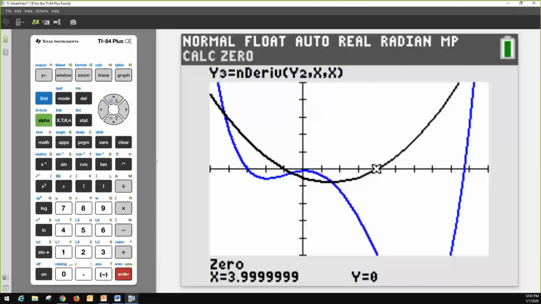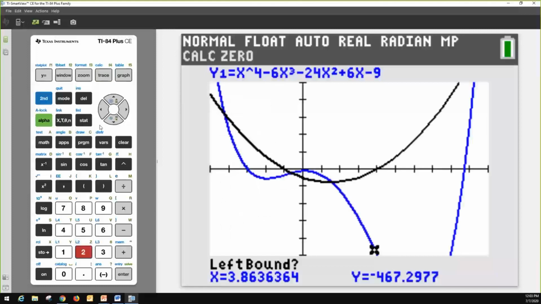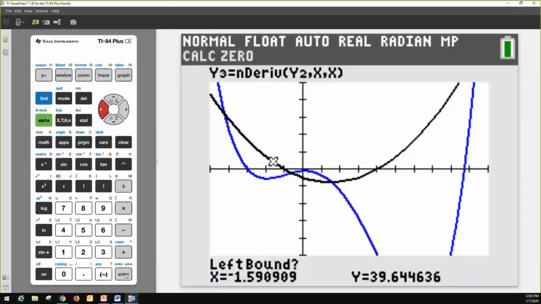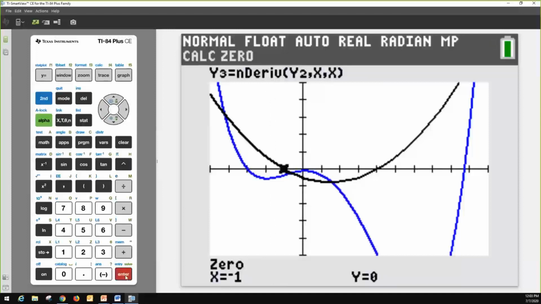The other one appears to be that x equals -1, but we'll check it anyway. So calculate a 0 on my second derivative function, and then I need to put in my left bound, which is over here, and a right bound. It's handy that it draws those lines in, sort of indicating our solution is somewhere between the two, and guessing somewhere around about there. And indeed, x equals -1.